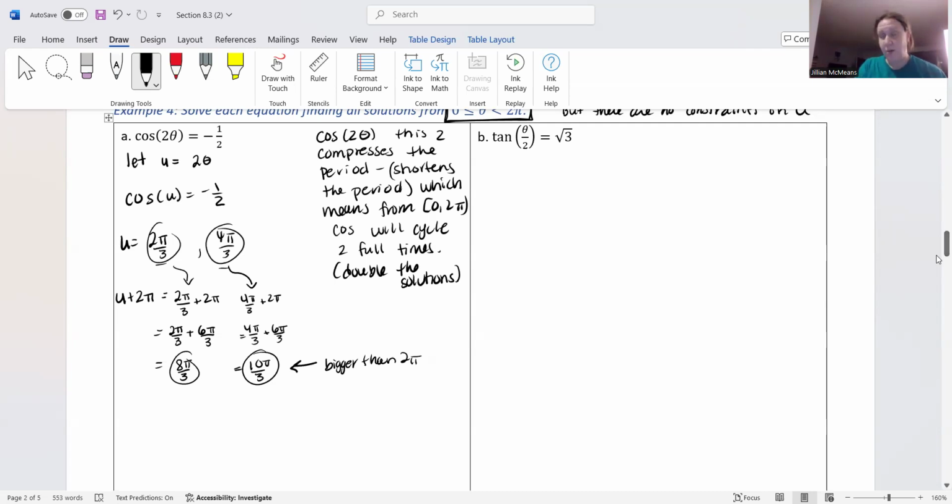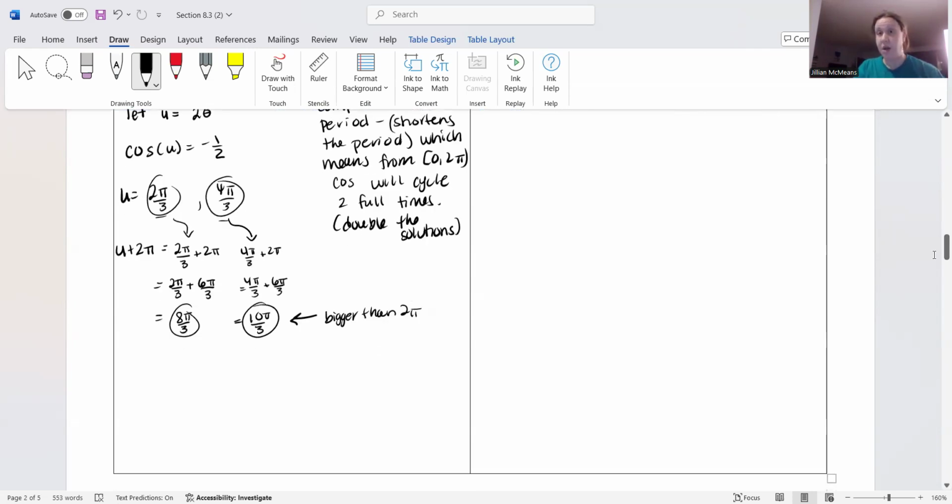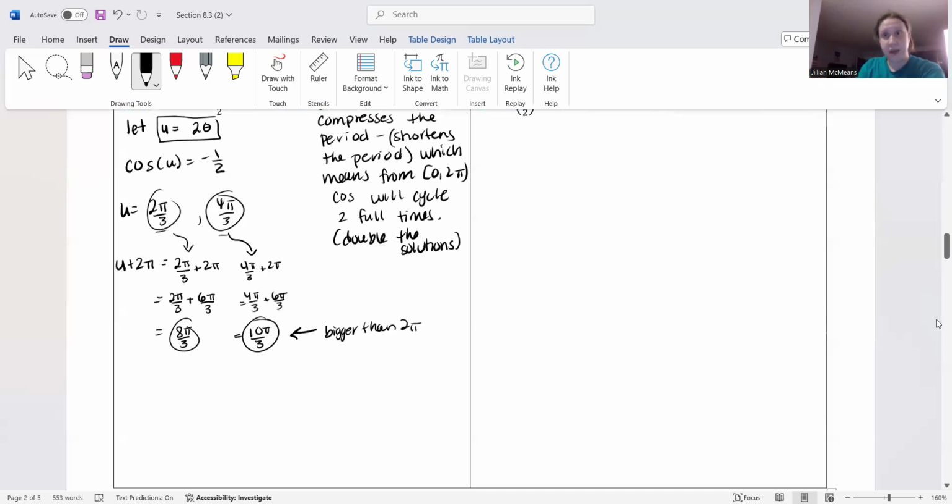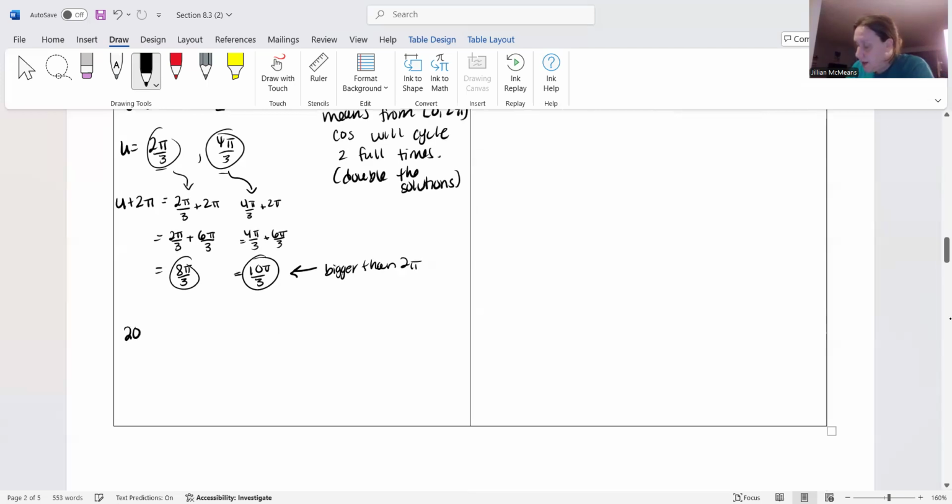So here's what we do. We now have to do that whole back substitution thing. Hopefully you can remember from 171, when you do a u substitution, you basically solve the equation for whatever u is, and then you take those values and you go back and you do some back substitution. So we know right off the bat, we said u is equal to 2 theta. So we're going to set all of these values for u equal to 2 theta, okay? So I get 2 theta equals 2 pi over 3. I get 2 theta equals 4 pi over 3. 2 theta equals 8 pi over 3. And finally, 2 theta equals 10 pi over 3.